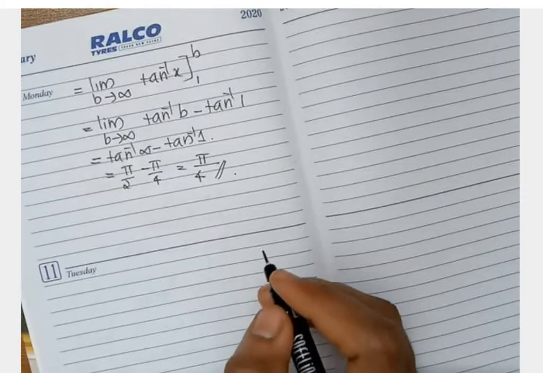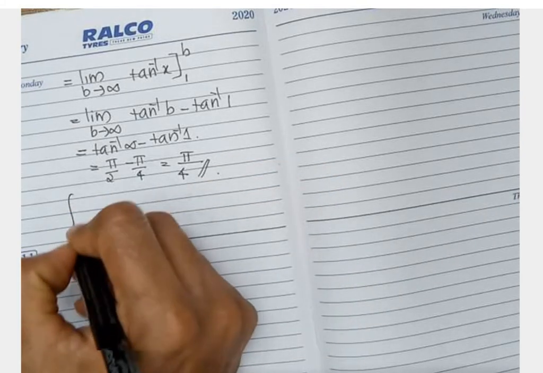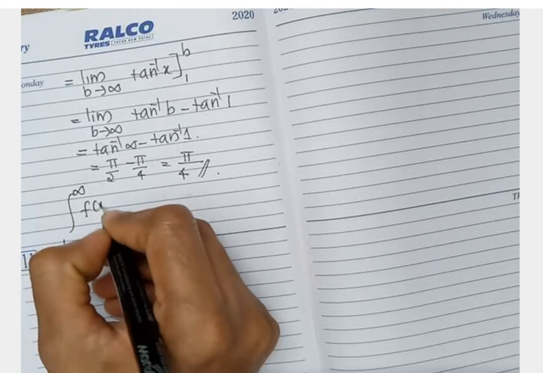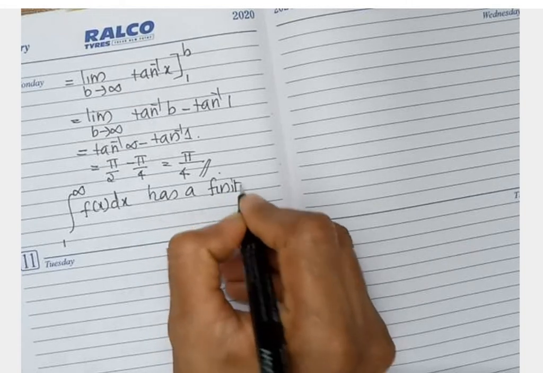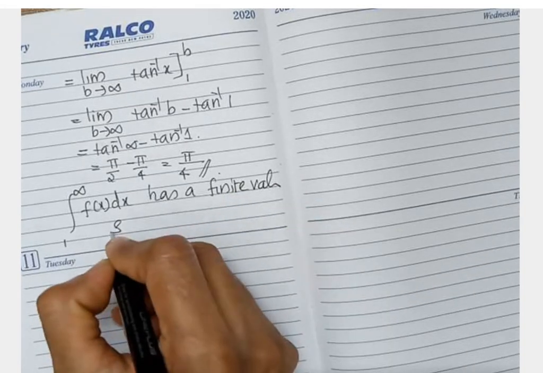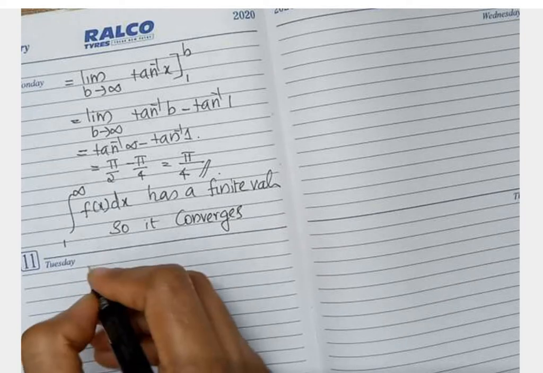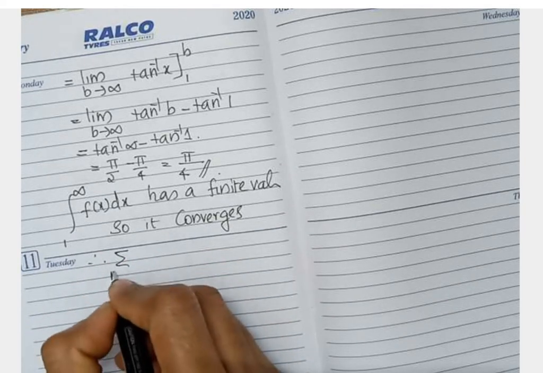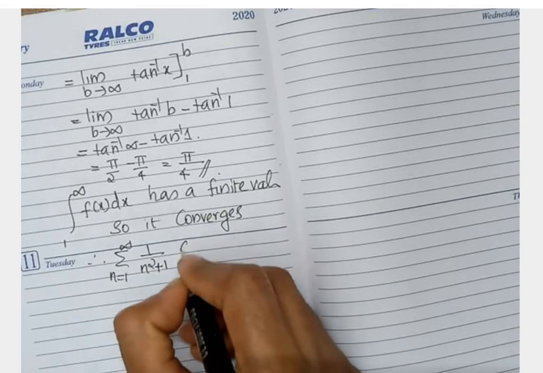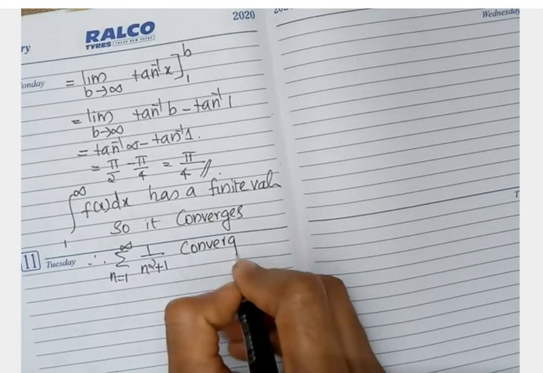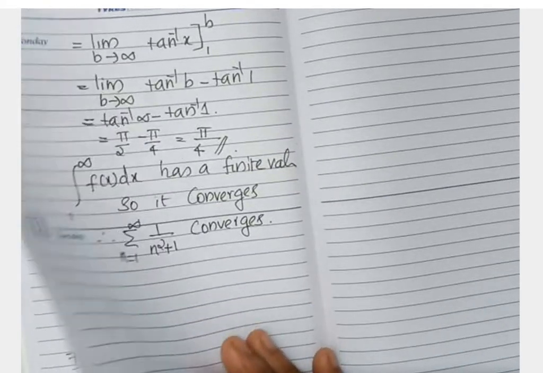This is the answer, which is a finite value. So the integral from 1 to infinity of f of x dx has a finite value, so it converges. So by the integral test, the sum from n equal to 1 to infinity of 1 by n squared plus 1 converges. Okay, similarly, we can do the next problem.